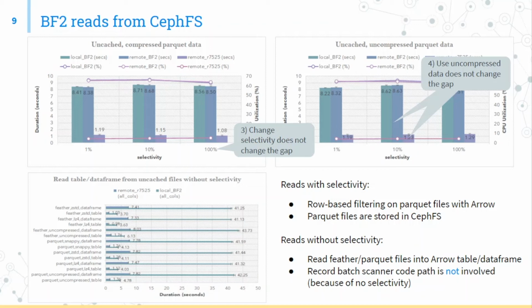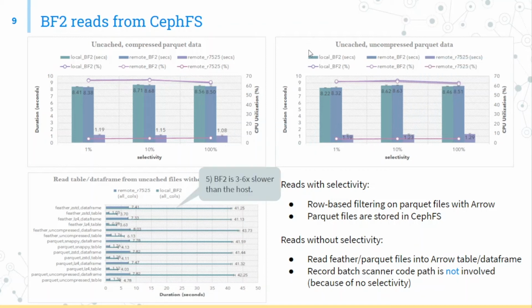The lower figure shows the performance of reading from Parquet and Arrow IPC files with different compression types into memory as either Arrow tables or Pandas data frames. This test is different from the two tests above because it does not use selectivity and therefore the data scanning code path is not involved. However, even with a lightweight code path, the performance on the Preview 2 card is still 3 to 6 times slower than the host's performance.